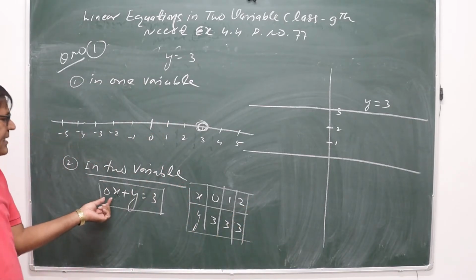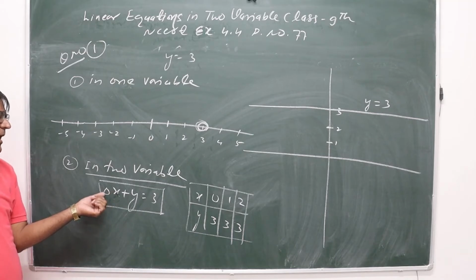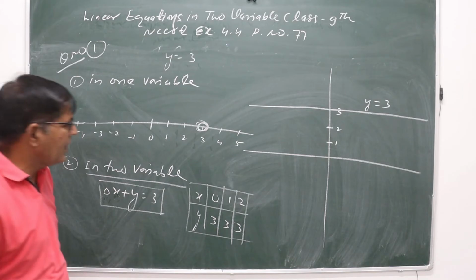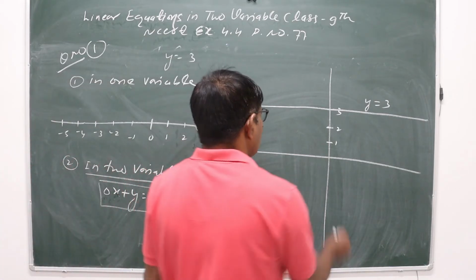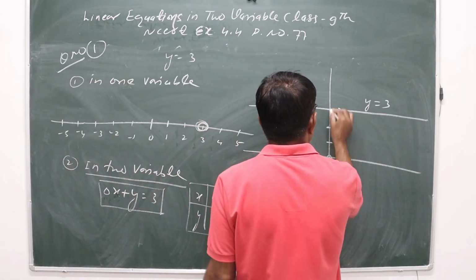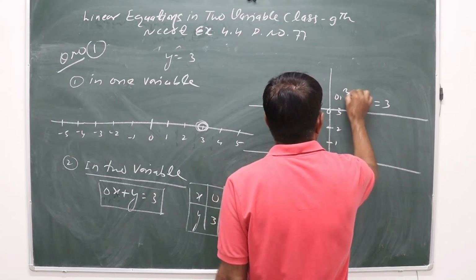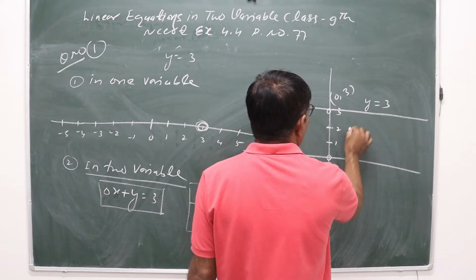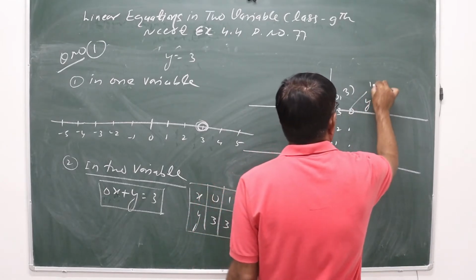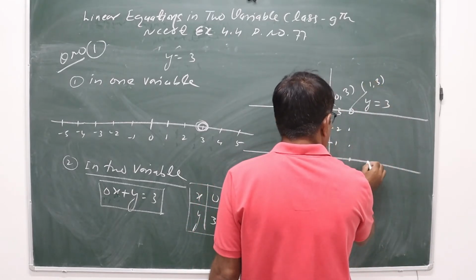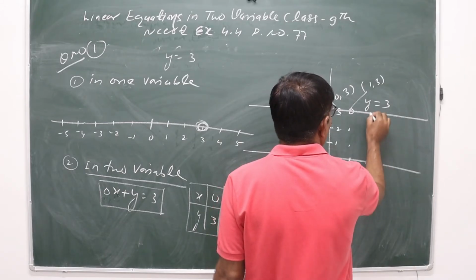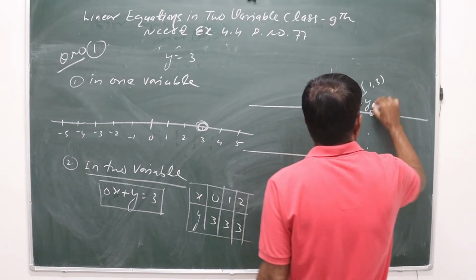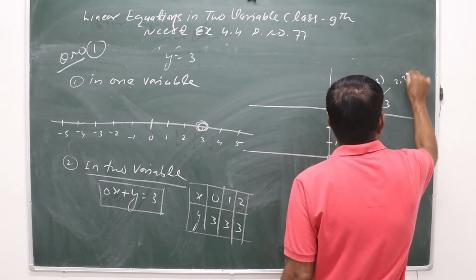So here we are putting different values of x, because 0 into x, whatever value we put up, the value of y will always be 3. So x is equal to 0, then y is equal to 3. This is the point 0, 3. When x is equal to 1, then y is also 3. So this is point 1, 3. Let us suppose this is x is equal to 2 and y is equal to 3. So this point is 2, 3.